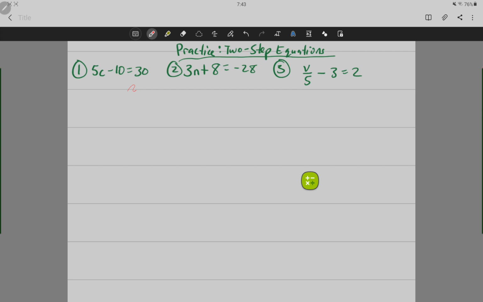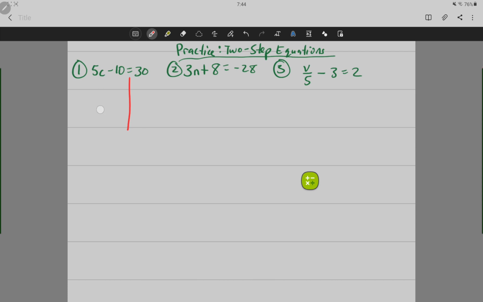So equal sign, we still draw that line to separate terms on the left side of the equation, such as the 5c and the negative 10, from terms on the right side, in this case, the positive 30. Now again, yes, I know it says 5c minus 10, but remember, we treat the minus as a negative. We're looking at the negative 10. We want to get rid of negative 10 to get our variable c all by itself.